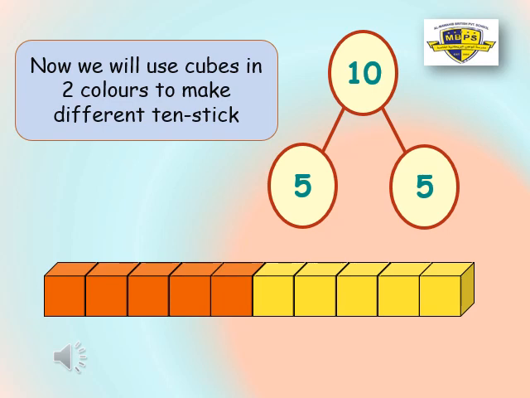And the last one is really easy. I want you to make 5 orange, and what's the other number going to be to make 10? Very easy, this one. It's going to be yellow and orange.